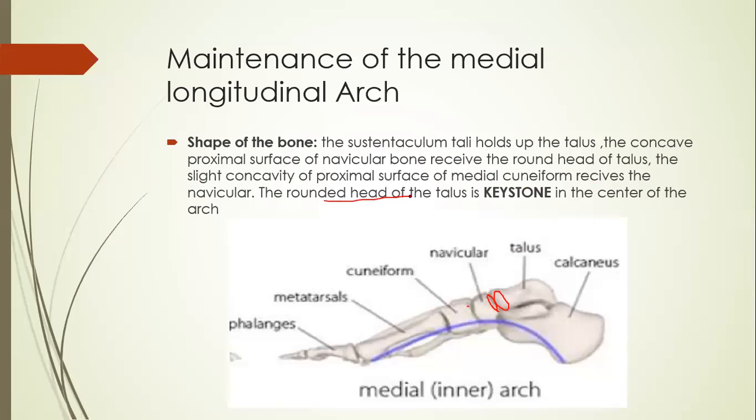The rounded head of the talus is the keystone. You can say the talus is the keystone here in the center of the arch. This is the most important structure. If you remove the talus, there is no arch.